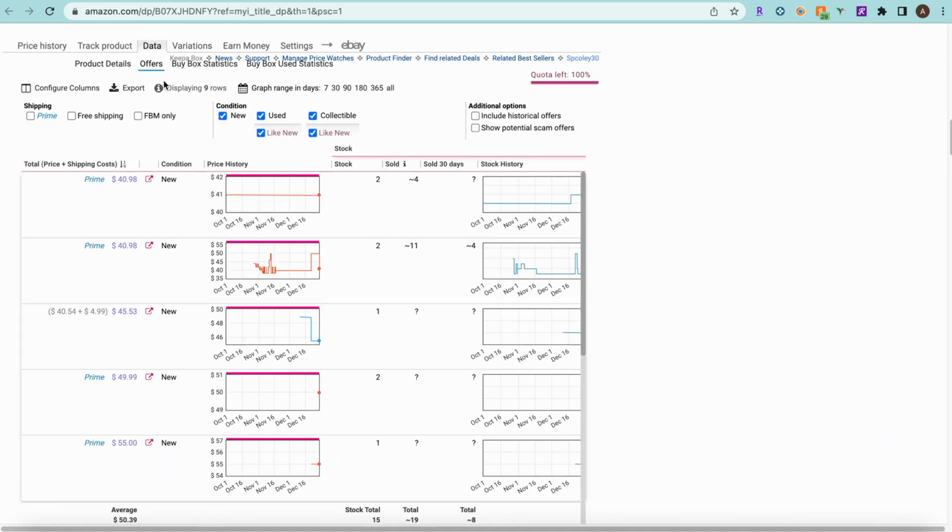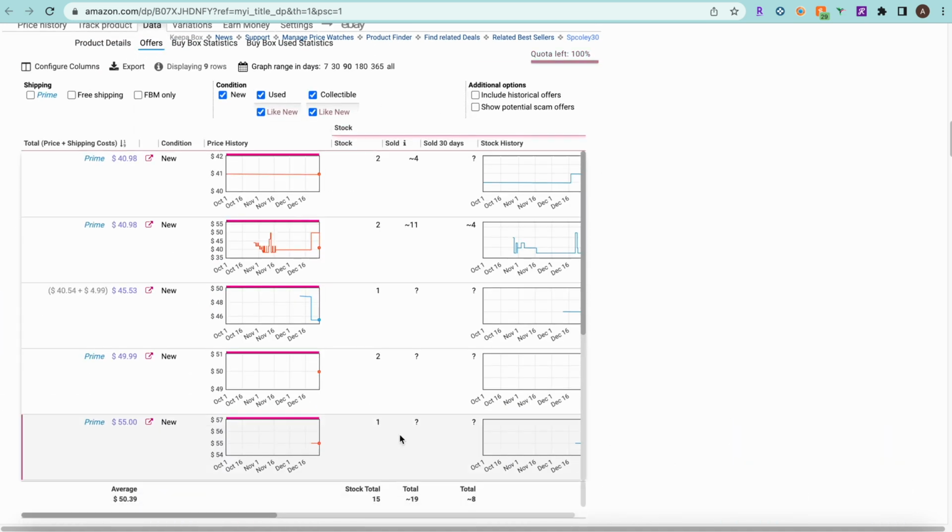The tab that I like to look at the most is the offers tab. The offers tab is going to help you understand how many sellers are on the listing, what price they are listing at and selling at, how much they've had in stock in the past, how many have sold in the last 30 days. Don't take these numbers as gospel. They are not completely accurate. Keepa doesn't know exactly what is selling. Only Amazon really knows those numbers, but it still gives you a good indicator.